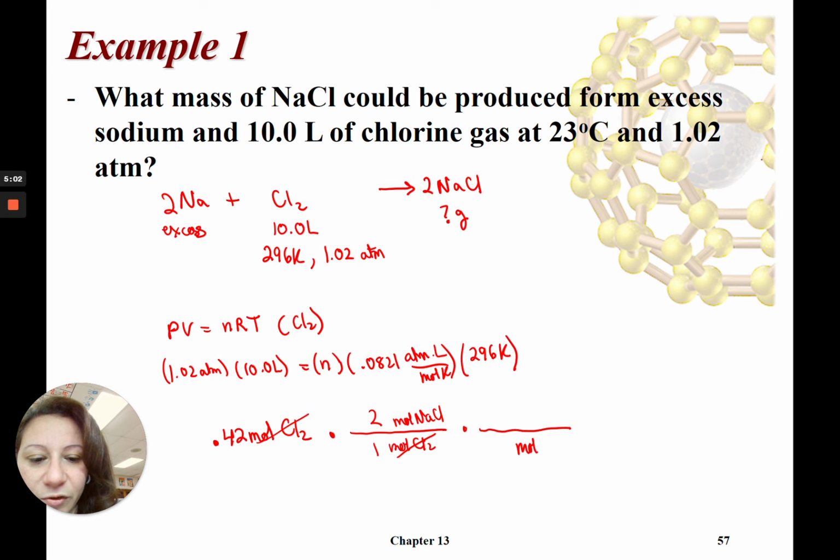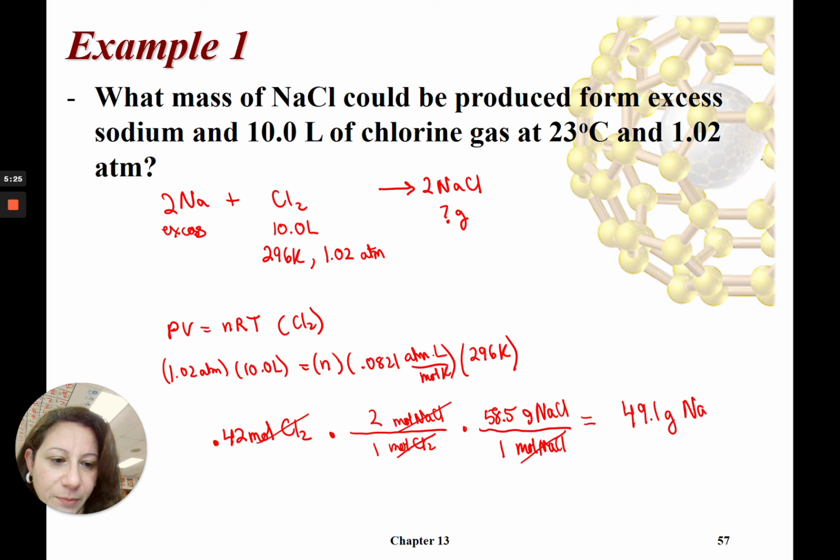So we're going to put moles of NaCl on the bottom, grams of NaCl on top, 1 next to the moles. For the grams, you add up sodium, which is 23, and chlorine, which is 35.45, and it's 58.5. Moles of NaCl cancel, you get the grams, and you get 49.1 grams. And that's our answer.